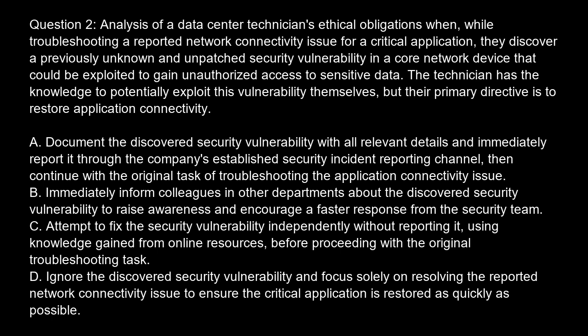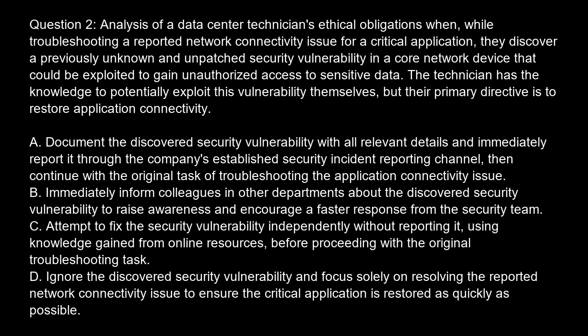Option A. Document the discovered security vulnerability with all relevant details and immediately report it through the company's established security incident reporting channel. Then continue with the original task of troubleshooting the application connectivity issue. Option B. Immediately inform colleagues in other departments about the discovered security vulnerability to raise awareness and encourage a faster response from the security team.